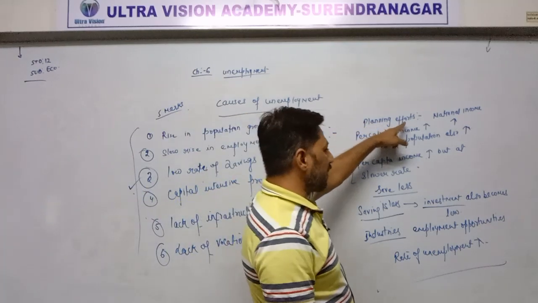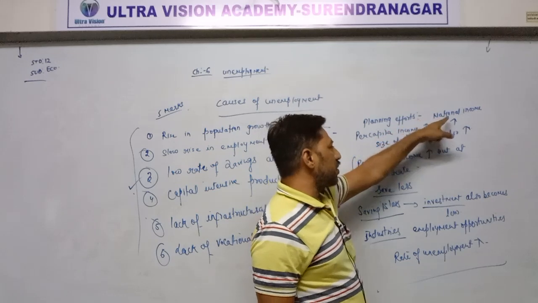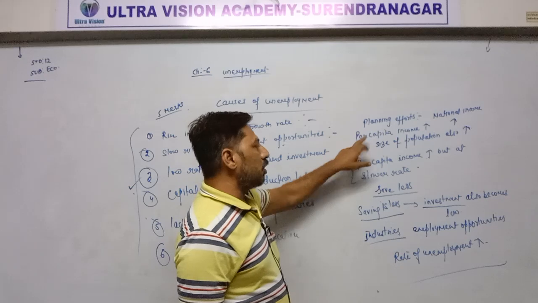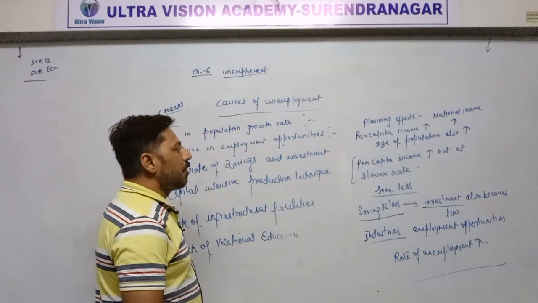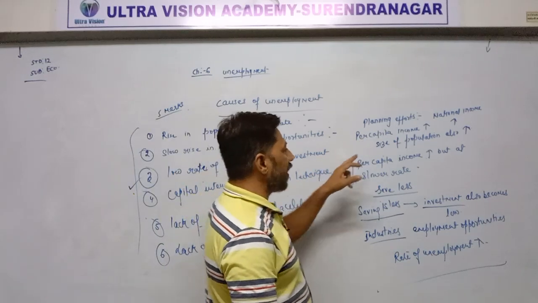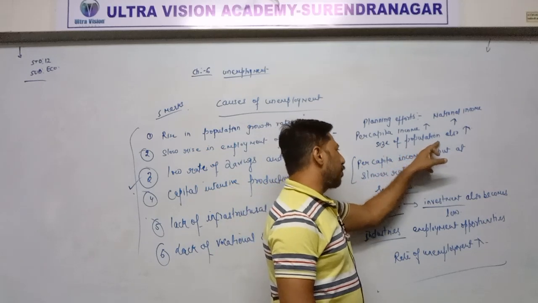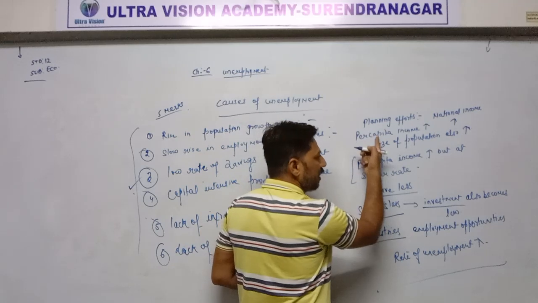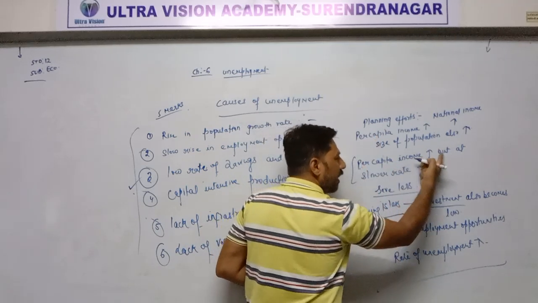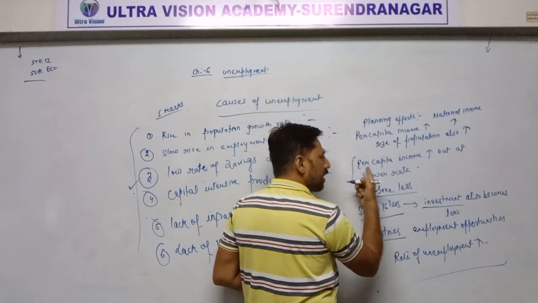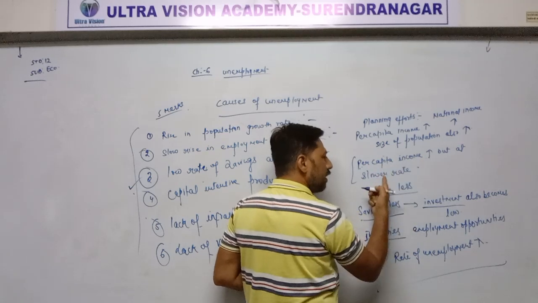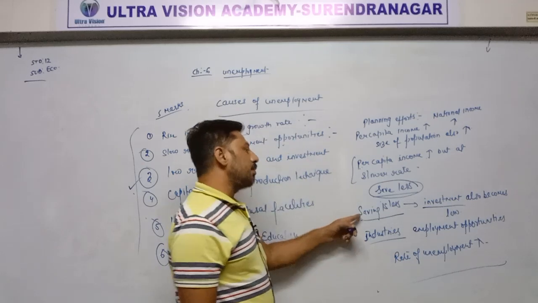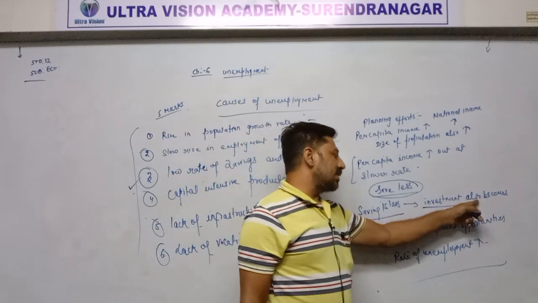Due to planning efforts, once again, national income of our country increases. As a result, per capita income also increases. But at the same time, population is also increasing at a faster rate. Due to increase in population, per capita income increases, no doubt, but at slower rate. When per capita income increases at slower rate, individuals are able to save less. And when saving becomes less, investment also becomes low.